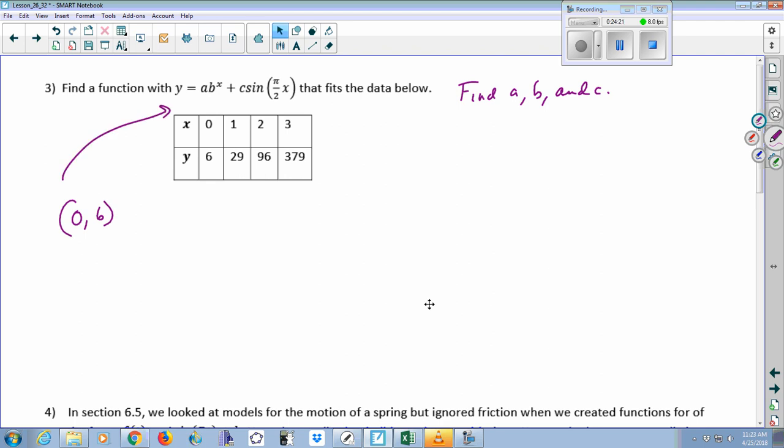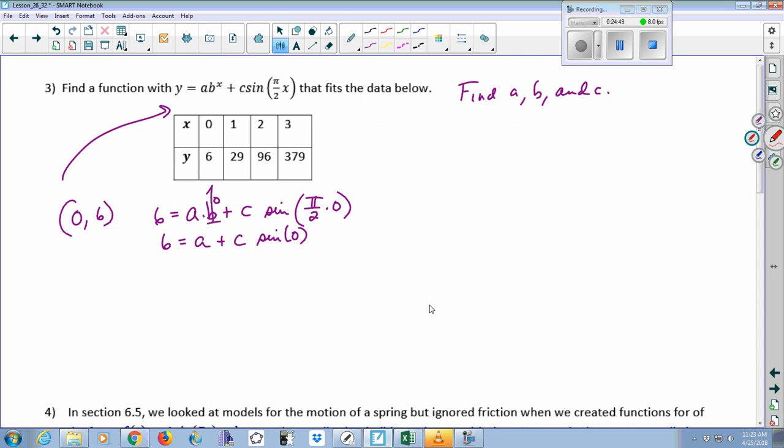All right, so we get y is 6. 6 equals a times b to the 0 plus c times the sine of pi over 2 times 0. So let's simplify this. 6 equals b to the 0 is just a nice fat 1. A plus c times sine of 0. And what's sine of 0?